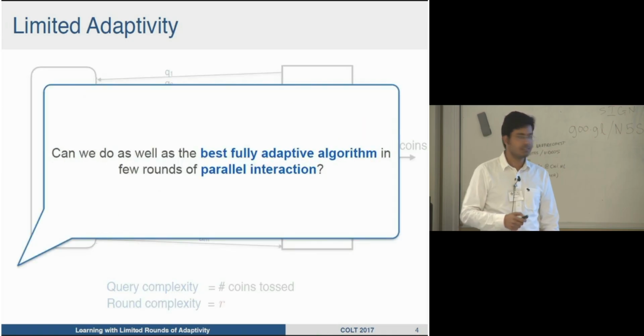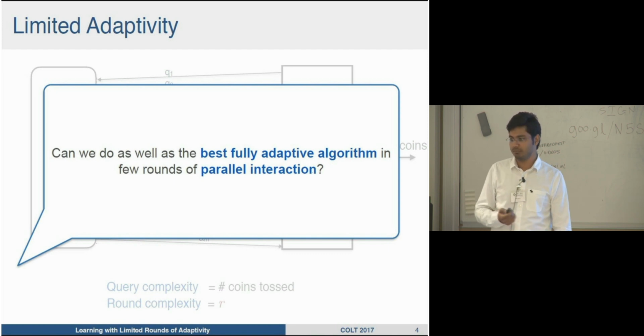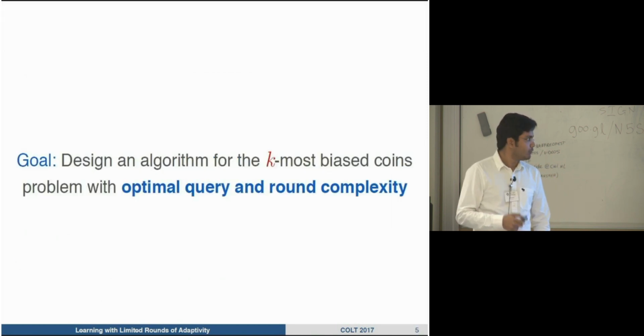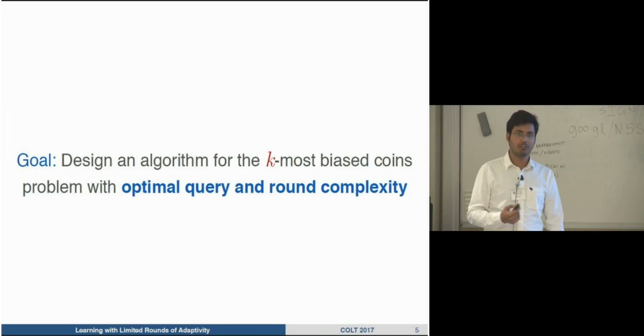Now, the question we ask is: can we do as well in terms of query complexity as the best fully adaptive algorithm in this framework by using very few rounds of parallel interaction? More formally, our goal is to design an algorithm for this problem that not only has optimal query complexity, but also optimal round complexity. And note that in this work, we are only focusing on worst case optimality. We will talk a bit about instance-wise optimality in the end.